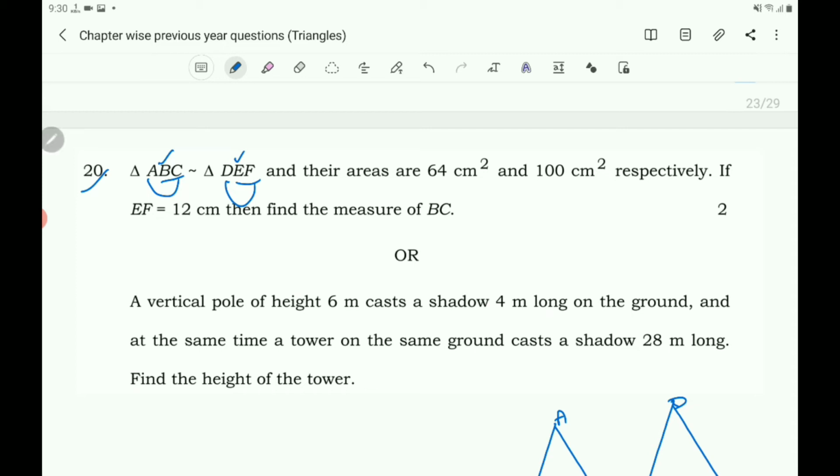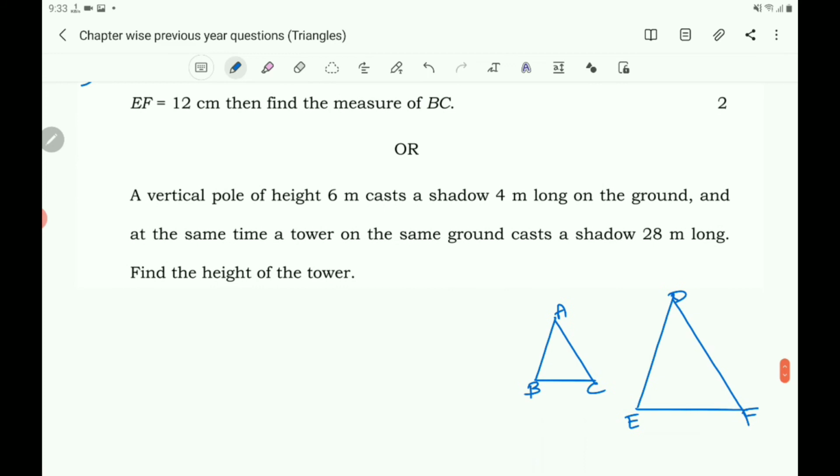So, here area of triangle ABC by area of triangle DEF is equal to what you can take. Here what you have to find out, BC, EF is given. So you take that BC square by EF square, and that equals 64 cm square by 100 cm square.